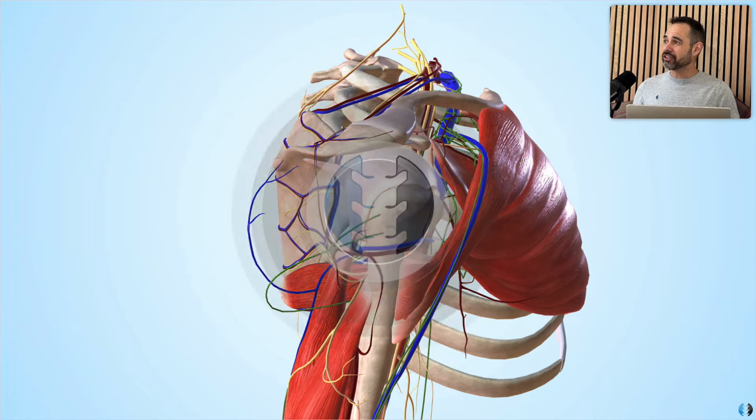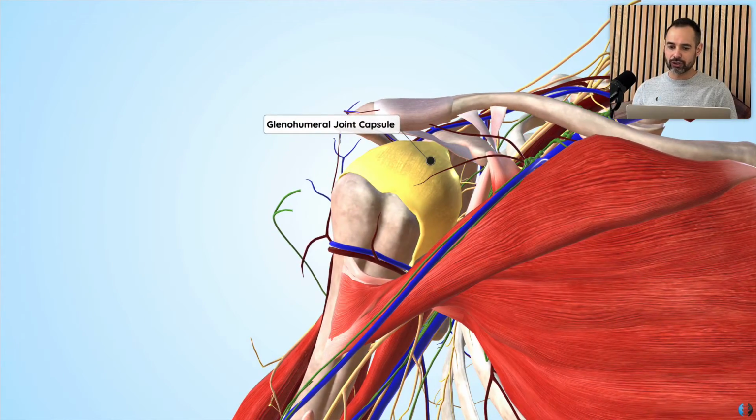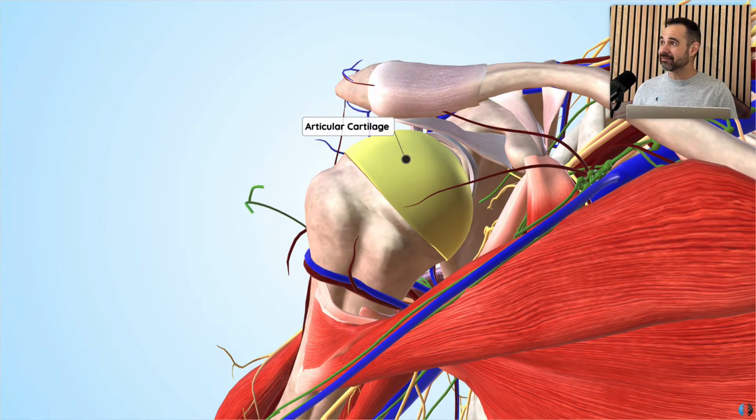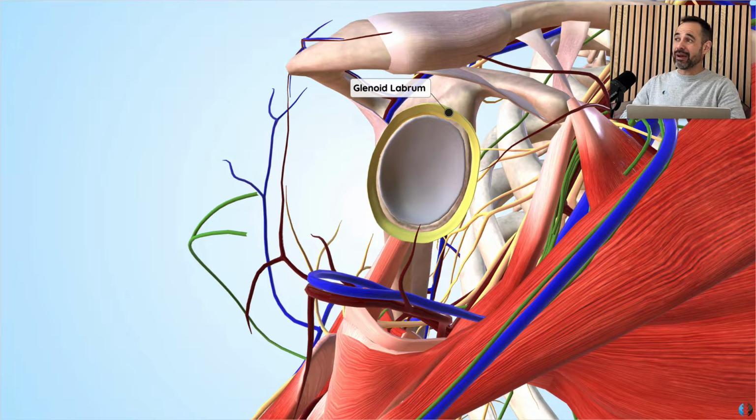We have other soft tissue structures around the shoulder, such as the glenohumeral joint capsule, the articular cartilage of both the humeral head and the glenoid cavity itself, as well as, of course, the glenoid labrum, which is a really key structure that helps to improve stability of the shoulder joint. So you can see that when all of these structures can be affected, there can be a real issue that presents in the patient following shoulder dislocations.